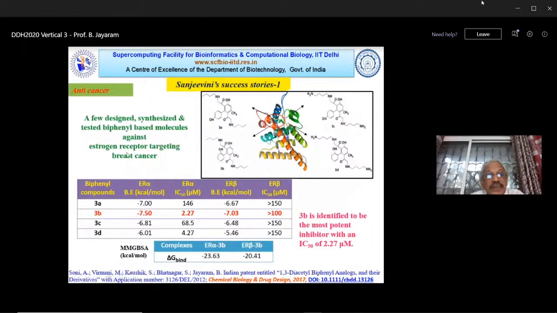Here, the target was estrogen receptor, and what we predicted using these biphenyl derivatives was that the compound should be micromolar, and it does turn out so in experimental assays. When I say success story, I'm suggesting that the computer has predicted, and then they have been validated experimentally, and they're shown to be good binders, at least micromolar compounds are what you have seen so far. So this is again estrogen receptor.